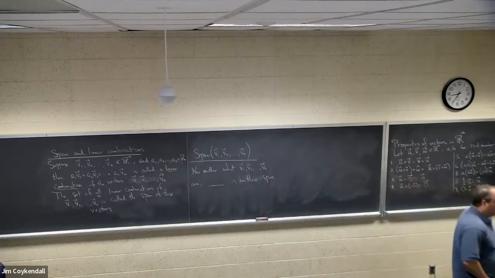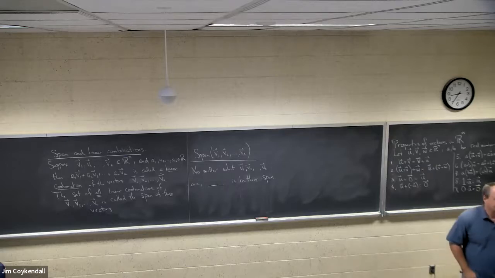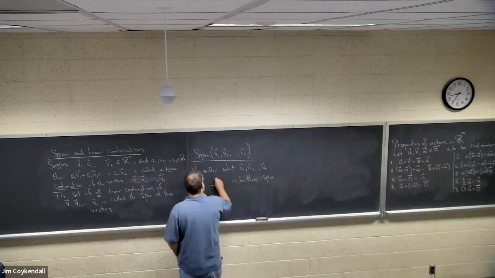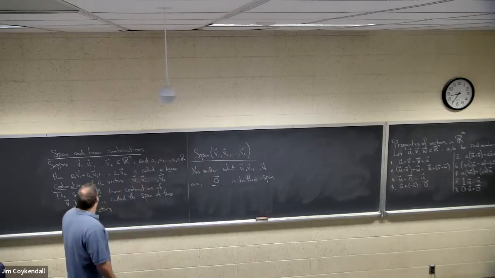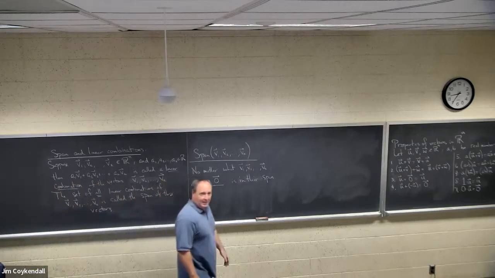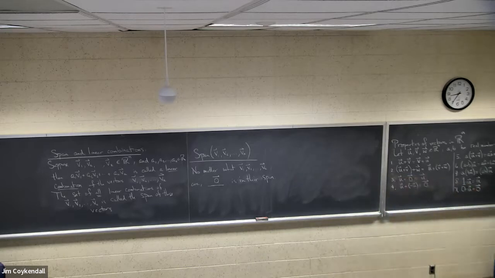I don't care what vectors, which ones. The zero vector is always going to be in the span. Everybody okay with this? Because all you have to do is choose all the numbers to be zero. Everybody agree? So no matter what vectors I pick out of thin air, the zero vector is always in their span.